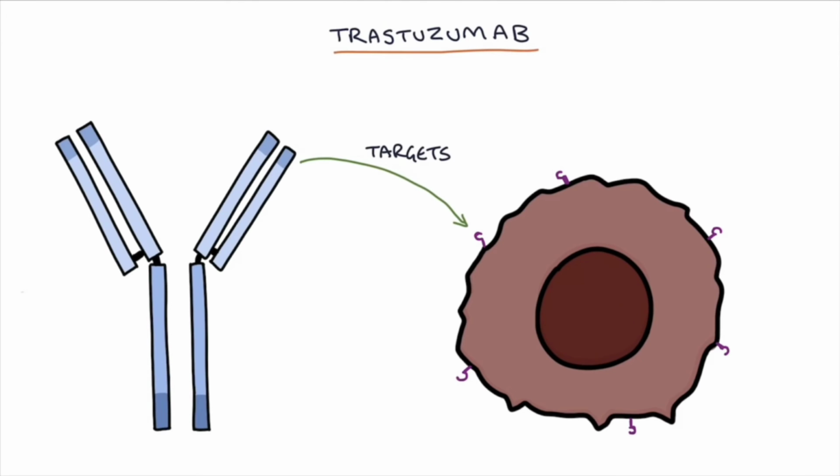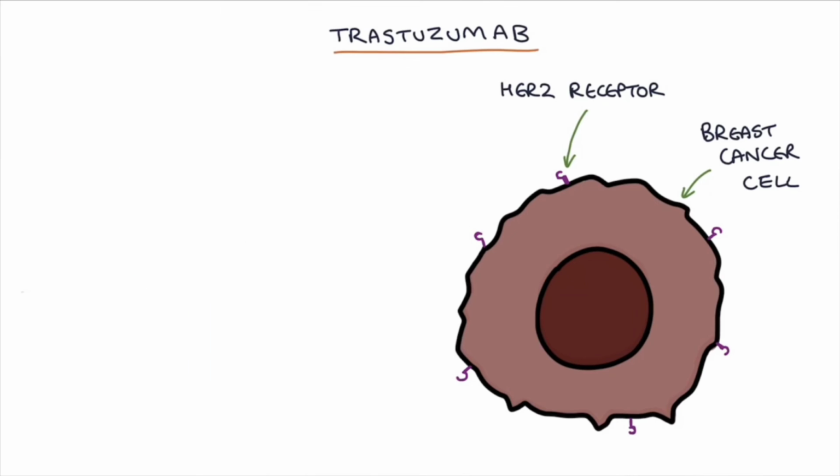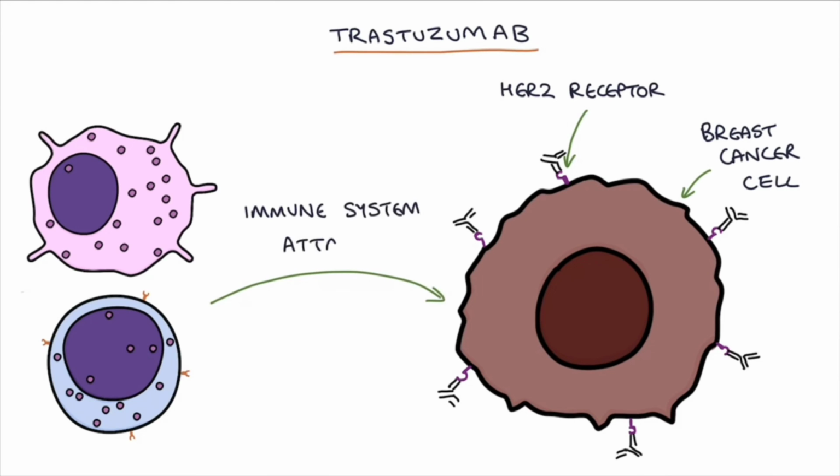Another example is Trastuzumab, and this is a monoclonal antibody that targets the HER2 receptor protein. So like we talked about that patient with breast cancer that's known to be HER2 positive, we can give Trastuzumab, which then targets that HER2 receptor protein and causes the immune system to attack cells associated with that protein.